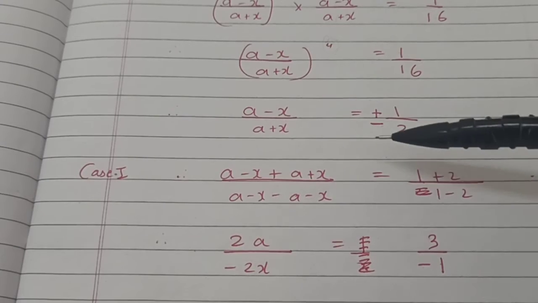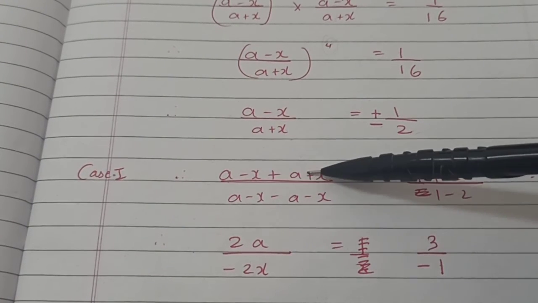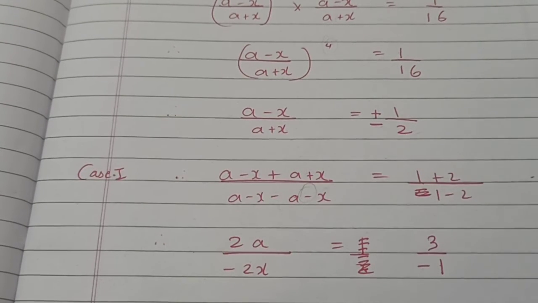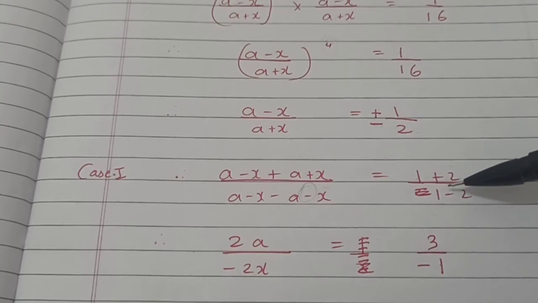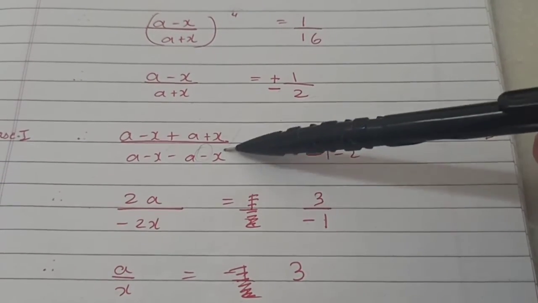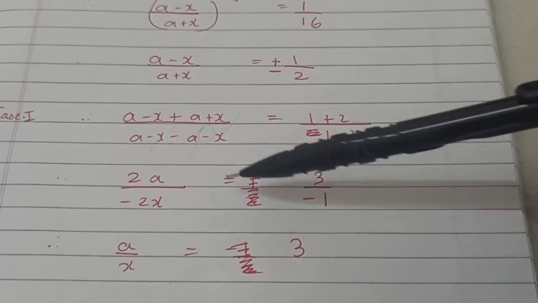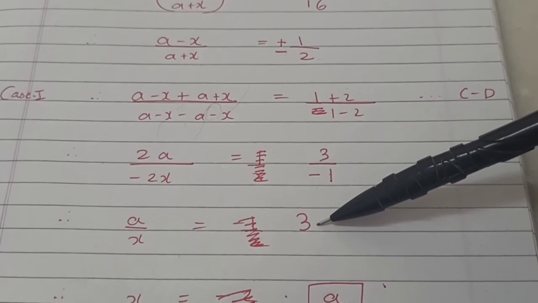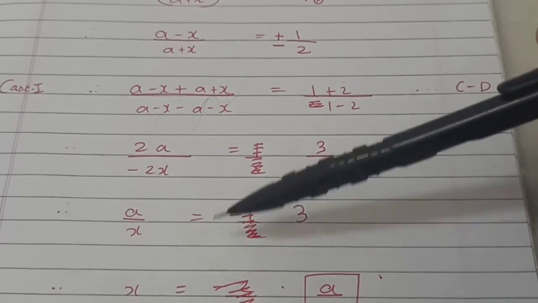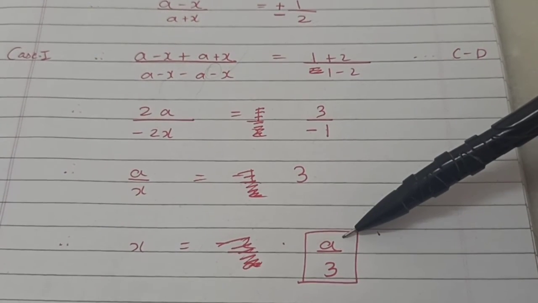If this is equal to plus half, you do componendo dividendo. Numerator plus denominator, numerator minus denominator. Notice how the sign changed. 1 plus 2 upon 1 minus 2, componendo dividendo. X get cancelled, a gets cancelled. You get the value of a upon x. Minus minus also gets cancelled. Answer is 3. But they want the value of x. So cross multiply. X value is a upon 3. That is case 1 answer.